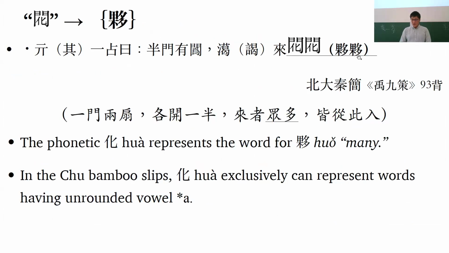But interestingly, there is a newly documented Beida Qinjian. So here's the one character. This character is composed of the semantic component man and the phonetic hua. And the phonetic hua represents the word huo, and the meaning, right, 众多 huo huo. So this is a really important phonetic law here. Hua represents the word huo. In the Qin bundle slips, hua can only represent words having the unrounded vowel a.